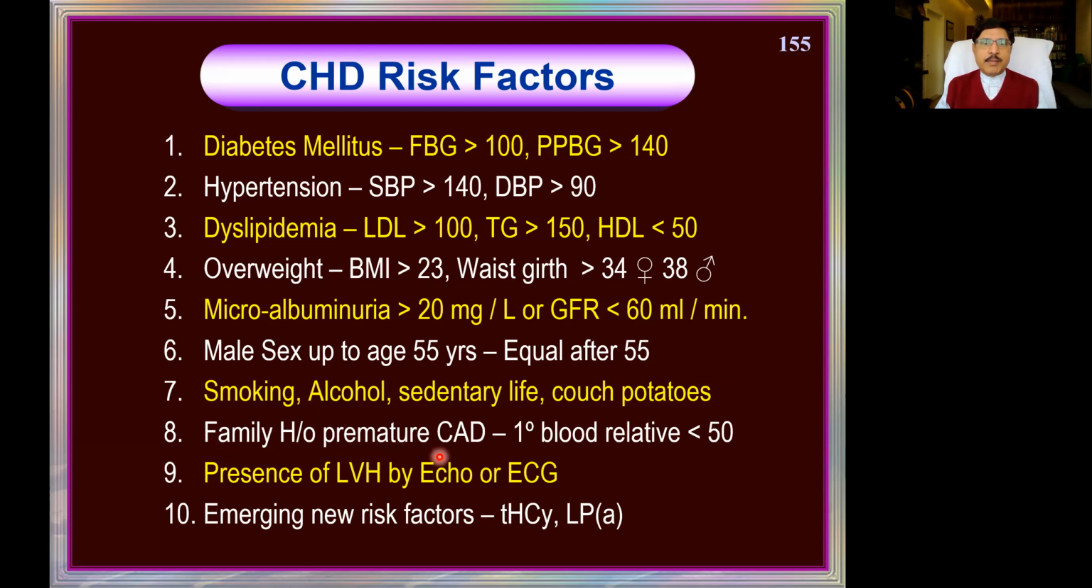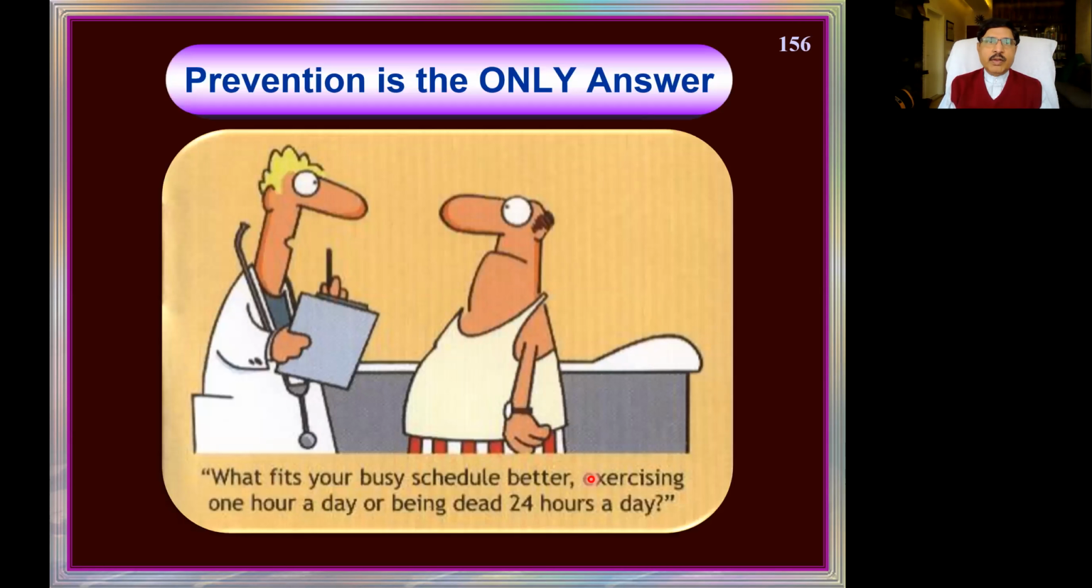Again, family history of premature coronary artery disease means what? First degree relative, less than 50 years in men, less than 60 years in women. So a first degree blood relative having coronary artery disease is a family history of premature CAD. Presence of LVH by echo or ECG is a single important prognostic factor. LVH by itself is an important prognostic factor. Emerging new risk factors like Lp(a), homocysteine, markers, hs-CRP, all those things. So you have to evaluate those.